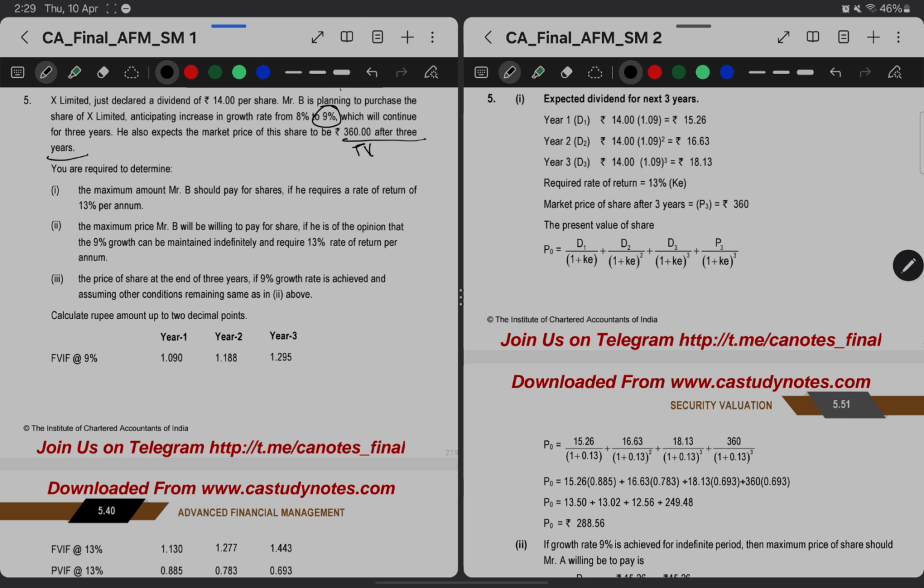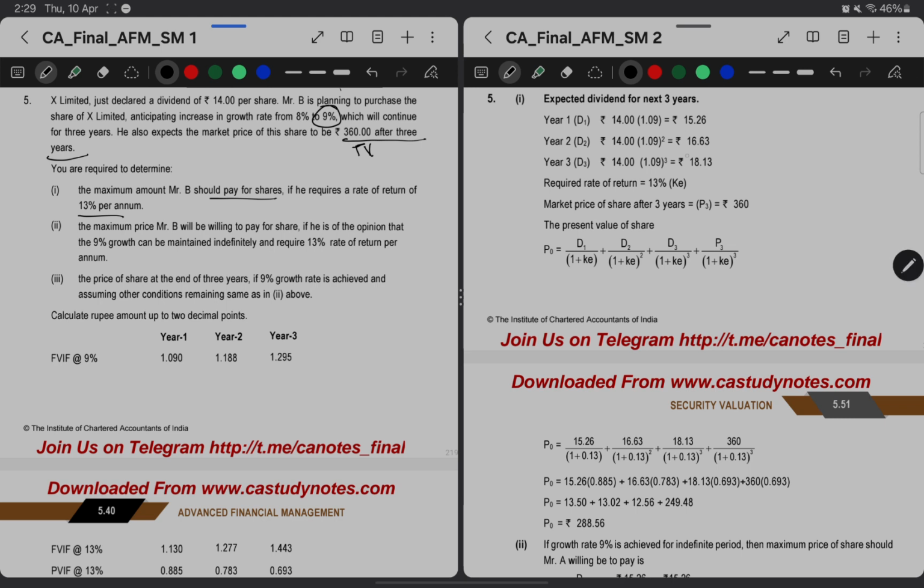You are required to determine the maximum amount Mr. B should pay for the shares if he requires a rate of return of 13% per annum. So they are asking how much Mr. B should pay for the shares. So we have to find the theoretical market price of the share. That much only we will be paying, considering the rate of return will be 13%.